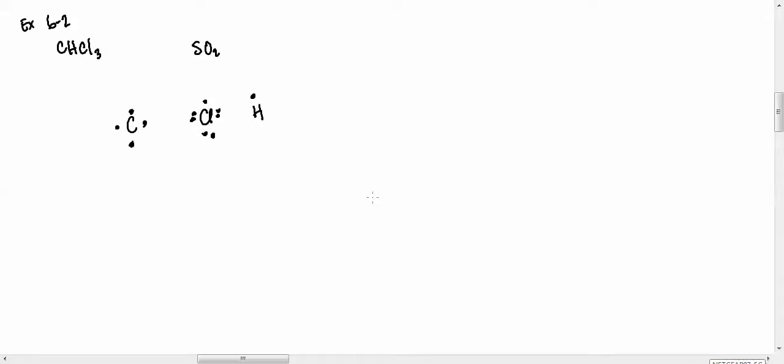So this guy has 4 and this guy has 7 of them, but there are 3 of these chlorine atoms, and there's just 1 hydrogen. Cool. So that would be 4 plus 21 plus 1, that would be 26. And since it has an even number, we're good to go here. We don't have any kind of funky things happening.